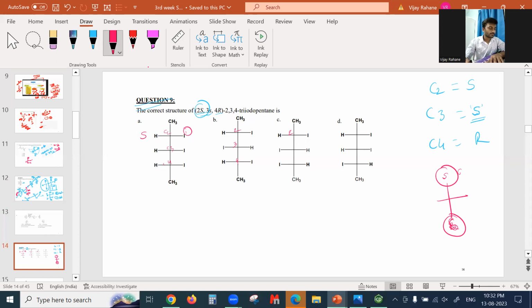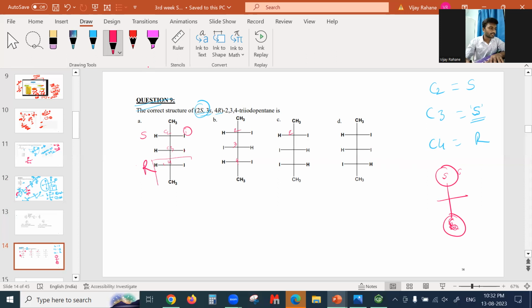The lower one we'll give first. 1, 2, 3. This is the S, which changes to the R. All right, it has the C2 S and 4 R. So in between, what is the comparison in this one? So this one has the comparison. Iodine will get the first priority.